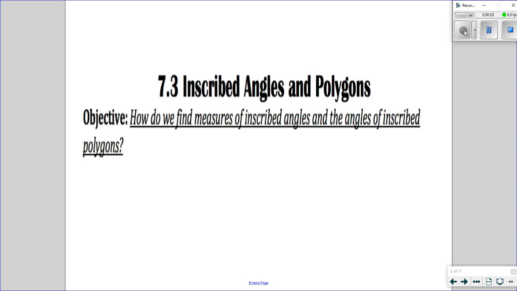Hi, welcome to our next lesson, which is Inscribed Angles and Polygons. The objective is: how do we find measures of inscribed angles and angles of inscribed polygons?